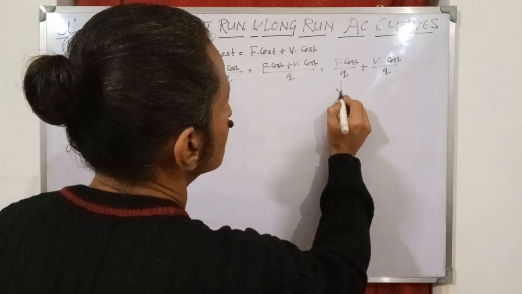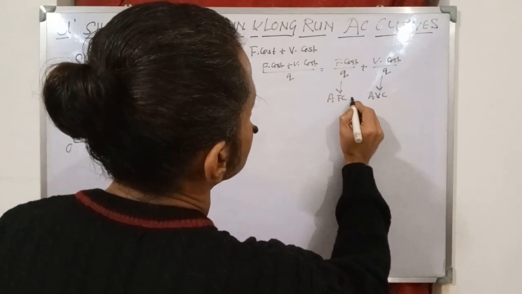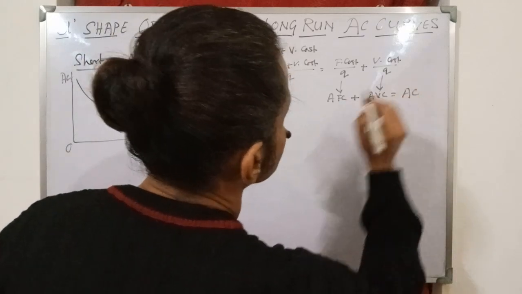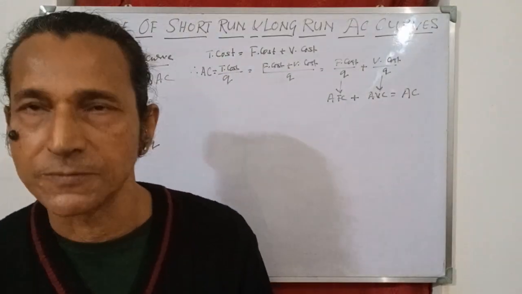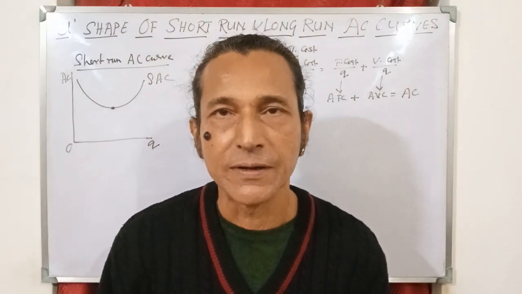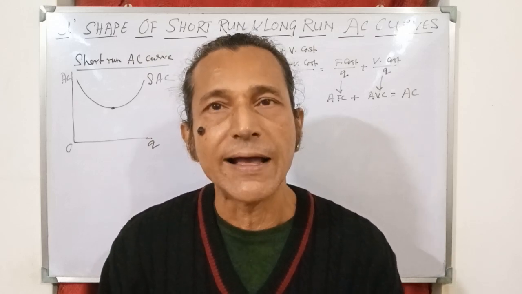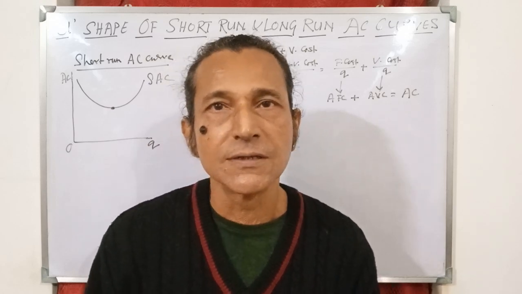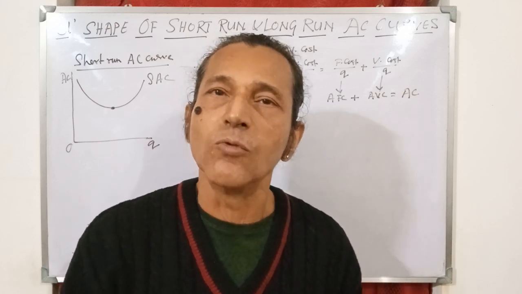This is called average fixed cost and this is called average variable cost, and when we add up these two, we get average cost. So average cost is the sum of average fixed cost and average variable cost. As fixed cost is fixed for a certain period of time and does not depend upon production, as production increases, per unit fixed cost goes down because the same amount of fixed cost is getting apportioned between more and more units.